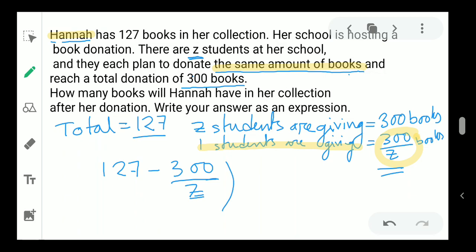So this many books finally Hannah will have, ultimately after the book donation. This is the expression they are asking about. Write your answer as an expression. So this is the expression, 127 minus 300 by Z. So this math you have to do slowly. You have to read each and every sentence very carefully, what is happening. Moving to the next question.